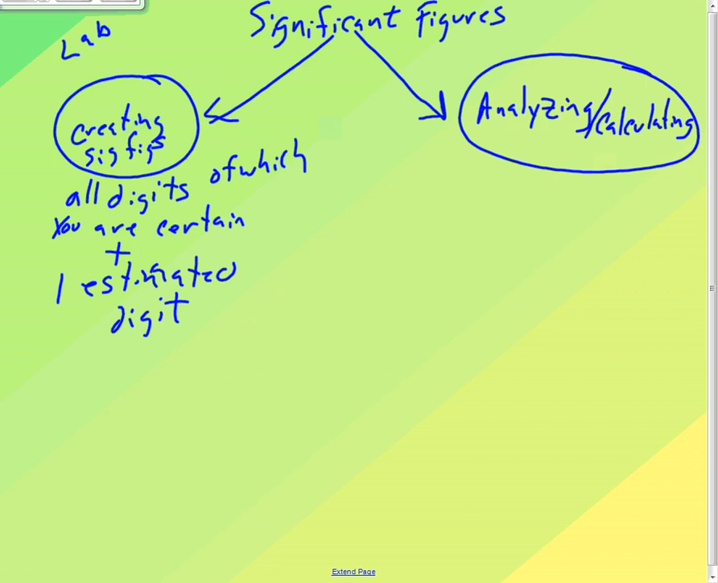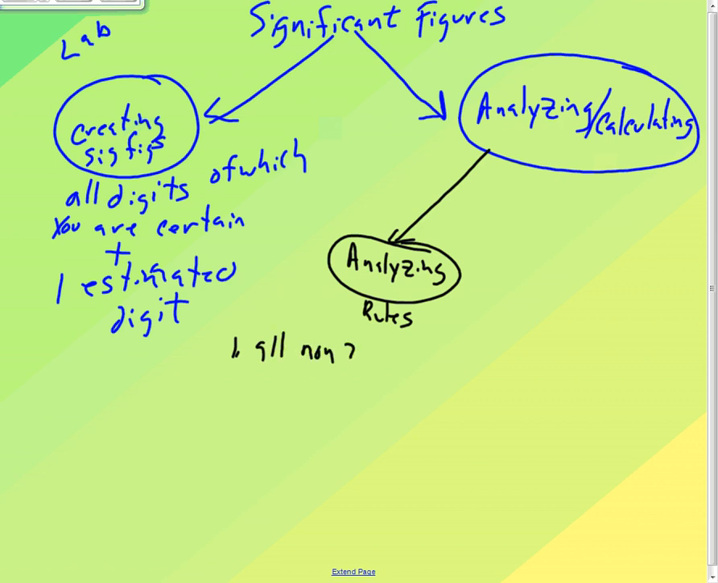Analyzing and calculating. So let's break this down just into analyzing. Analyzing sig figs. And what are the rules? Rules for analyzing. Okay, there are a group of rules. Number 1, all non-zeros are significant.